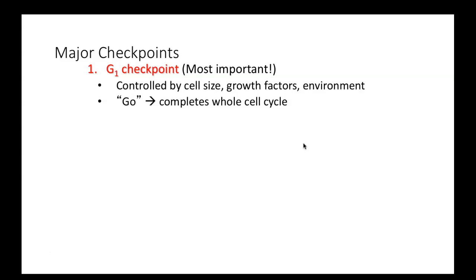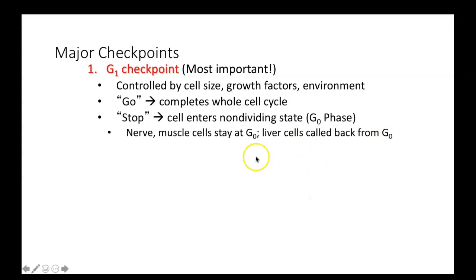There are some cells that don't actually go through the G1 checkpoint, and I mentioned those yesterday. Those are your brain neurons, your muscle cells, and your liver cells. If there's a stop at the G1 checkpoint, and it doesn't mean it's because something is wrong, the cell will enter into a non-dividing state called the G0 phase. So your nerve, muscle, and liver cells are all in G0. The G1 checkpoint basically decides: are you a dividing cell or not?